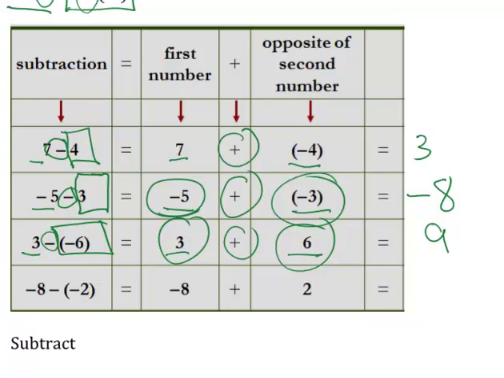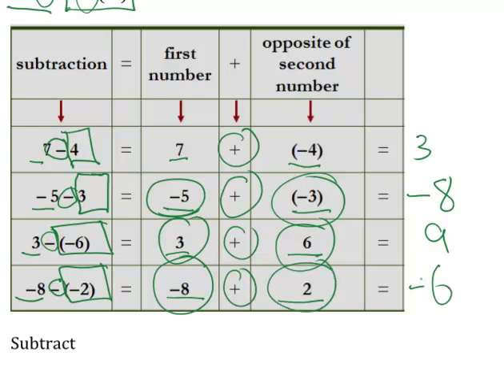And then the last one I have here, negative 8. It stays negative 8. We change the minus sign to a plus. I box my second number. The opposite of negative 2 is a positive 2. And so now negative 8 and positive 2, negative 6.